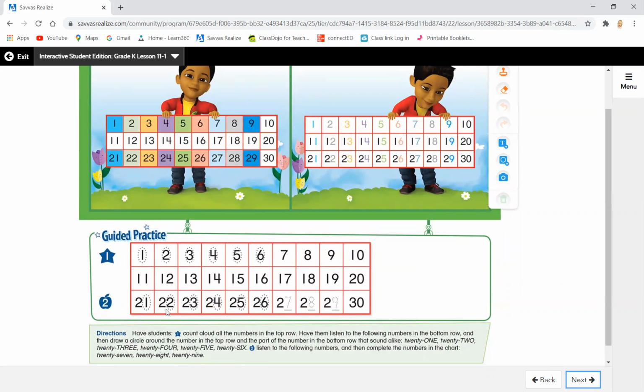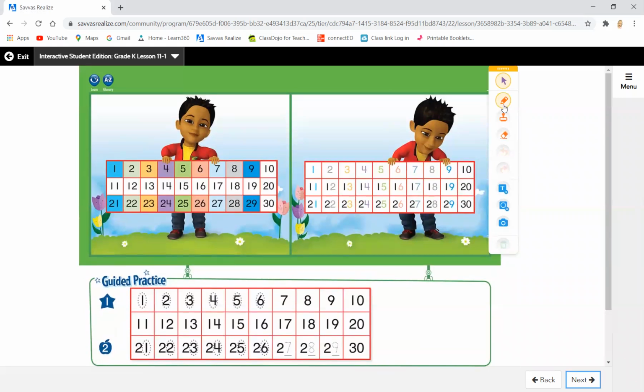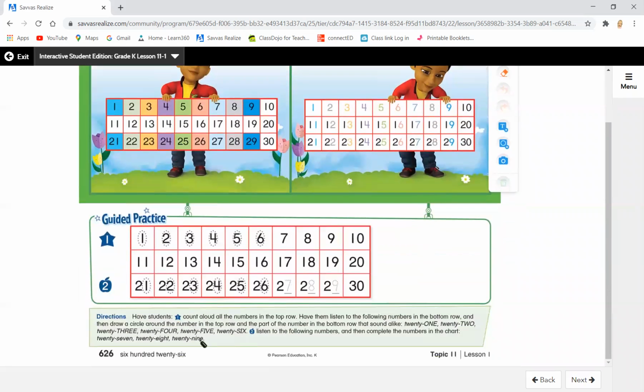Okay, so let's look at number 1. When we look at number 1, we're going to say the numbers, and as we say the numbers, we are going to draw a circle around the part that is the same. So let me grab my pen. When we say 21, the 1 is the same as it is in the 21. Just like when we say 2, it's the same as 22, and we say the 2 at the end.